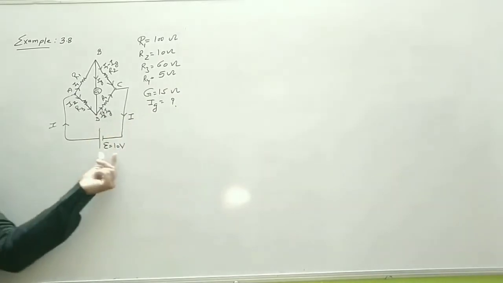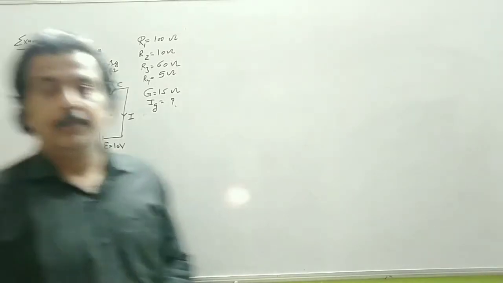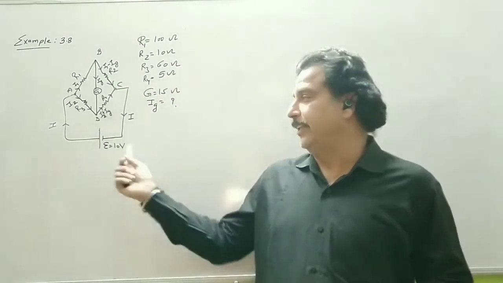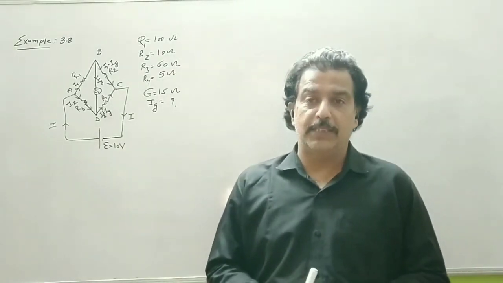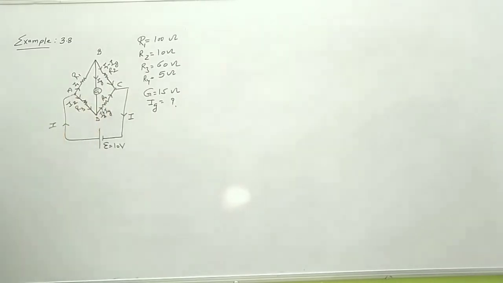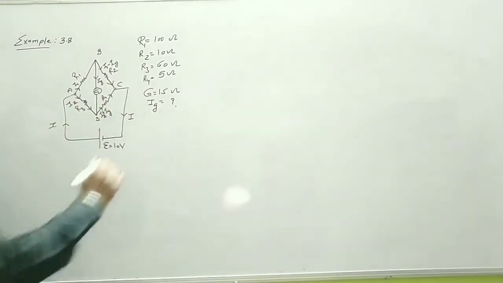Also the battery value is given. If the value of the battery is given, it is better to take one loop which consists of the battery, so that the calculation becomes easier. Now let us see the Wheatstone bridge. There are three variables, I1, I2 and IG. So there will be three loops.